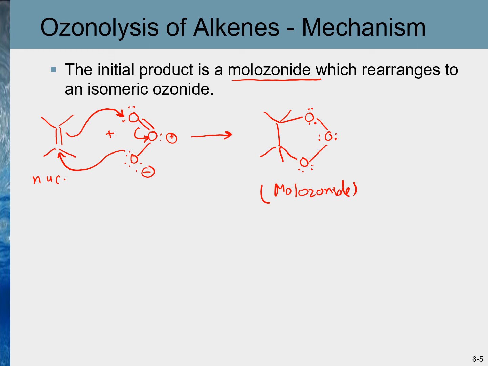Now, relocation of valence electrons in the molozonide will result in the cleavage of this carbon-carbon bond and one of the oxygen-oxygen bonds, and two fragments will result. So let's take a look at what those fragments are. These fragments relocate in this manner, and we get two fragments, and you'll notice that the carbon-carbon double bond will cleave at this point.